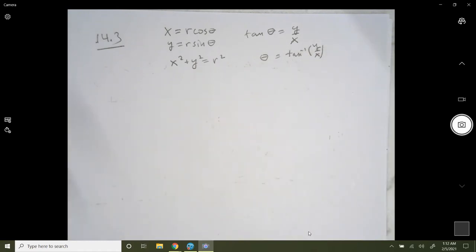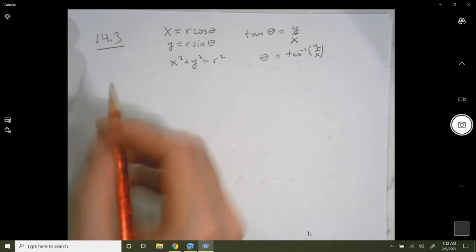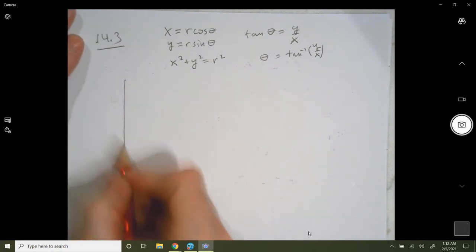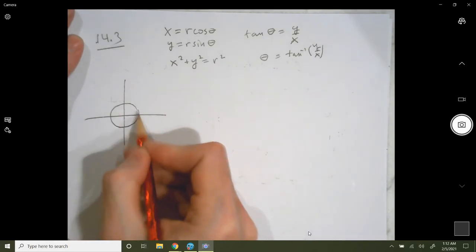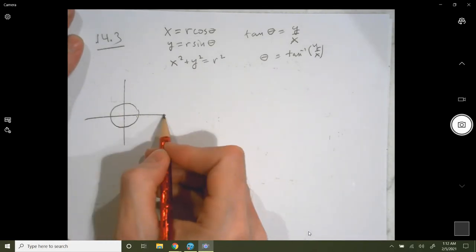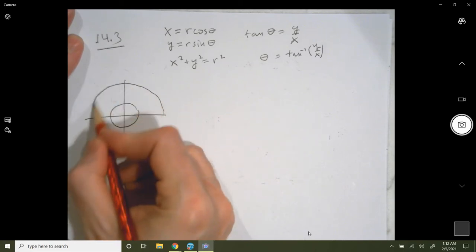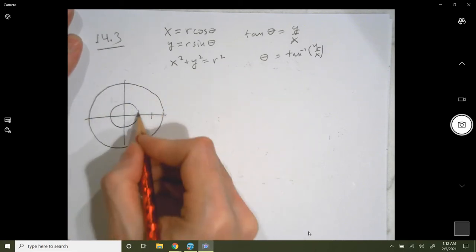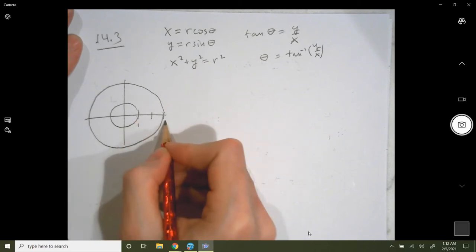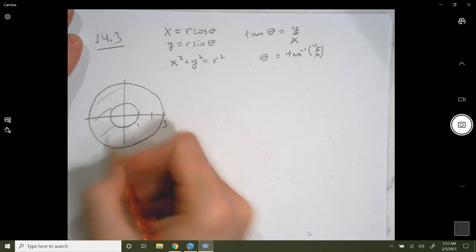Now, why would you use polar coordinates in a double integral? Let's think about a simple example. Let's think about if I had a circle with a radius of 1, and then a circle with a radius of 3. And I asked you to find the area in between these two.